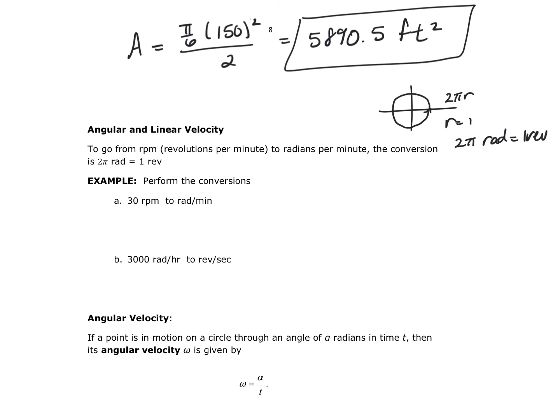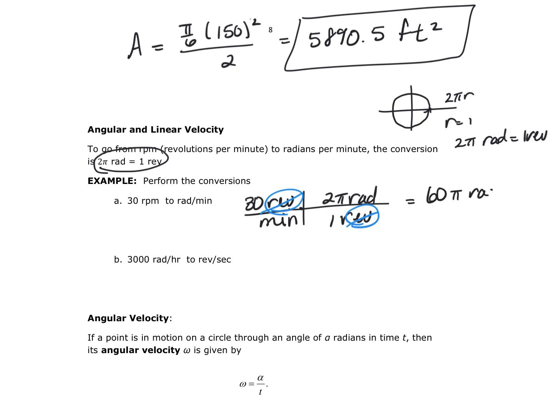So if I want to go from RPMs, revolutions per minute, to radians per minute, then I only have one unity fraction I have to worry about. So 30 revolutions per minute multiplied by my unity fraction, which is 2 pi radians equals 1 revolution. Now, the reason I set it up this way is so that this revolution will cancel, and I end up with 2 times 30, which is 60 pi radians per minute. And that's all you have to do.